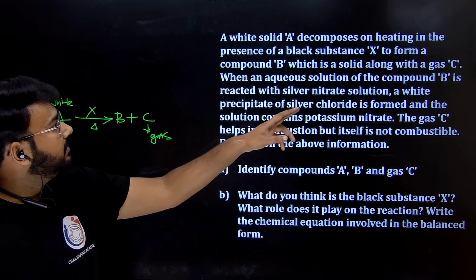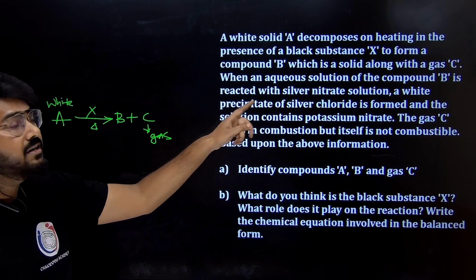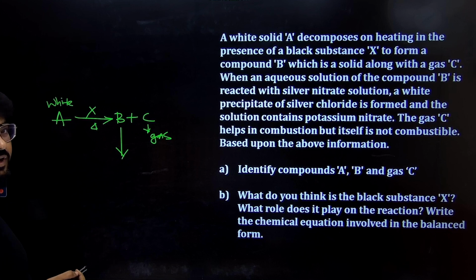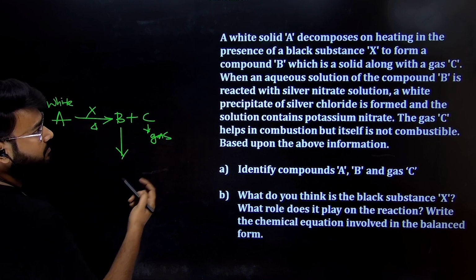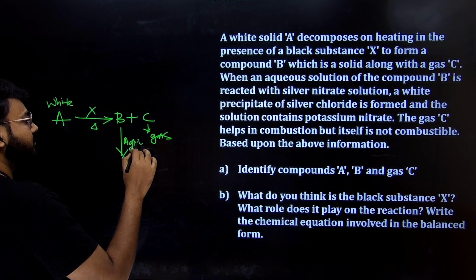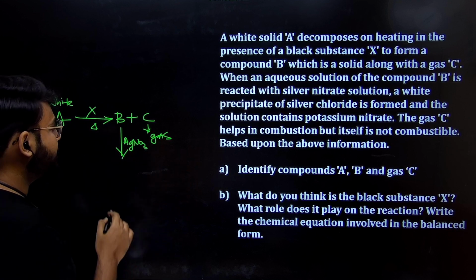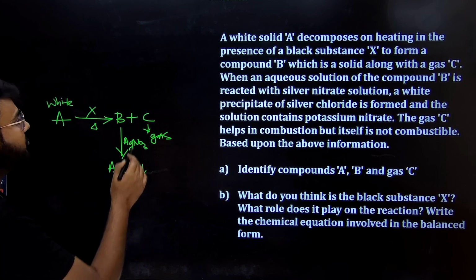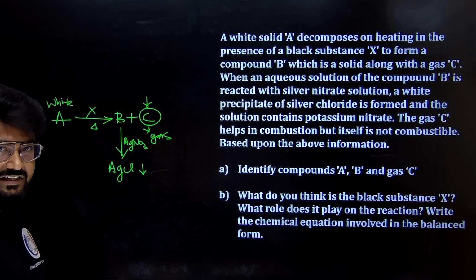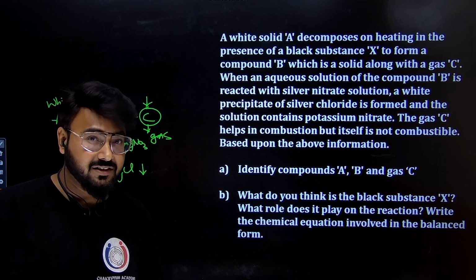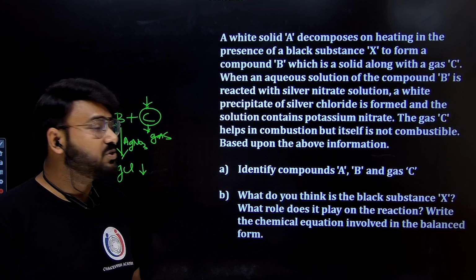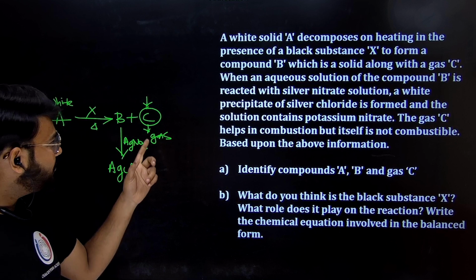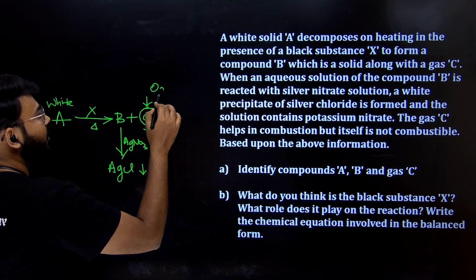Now it says that when aqueous solution of B is reacted with silver nitrate, then a white precipitate of silver chloride is formed. So another hint is when you are reacting it with aqueous solution of silver nitrate, AgNO3, it forms a white precipitate of AgCl. Then it says a hint about the gas C that it does not burn itself, but it helps in burning of other substances. It means itself, it is non-combustible. It doesn't catch fire, but it is a supporter of combustion. So we know which gas they are talking about. It has to be oxygen.